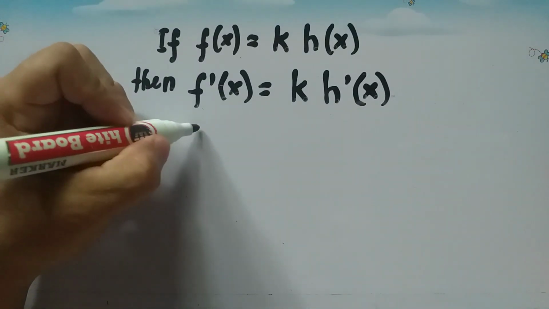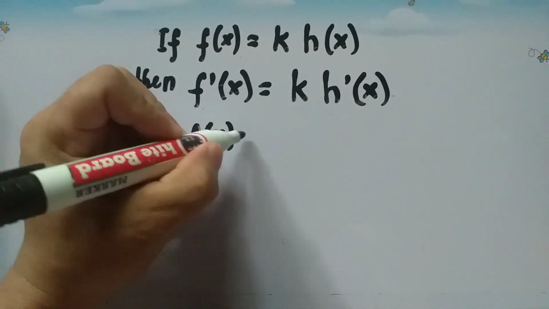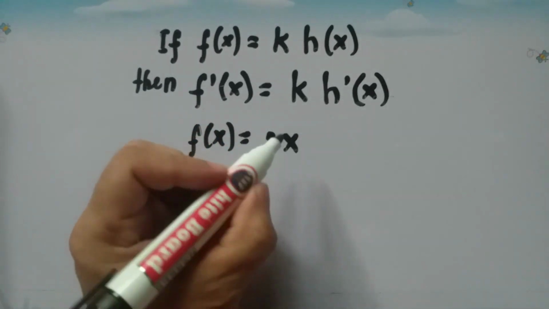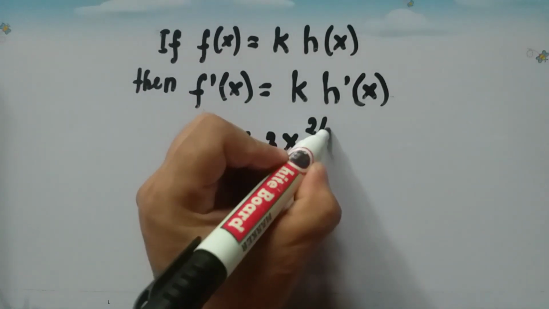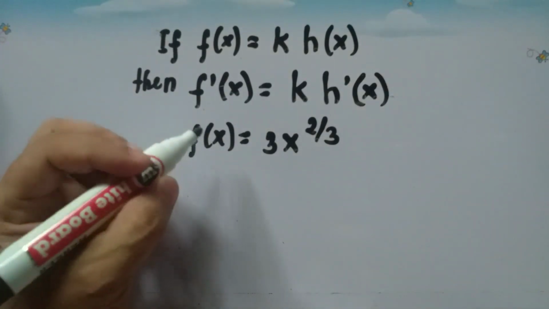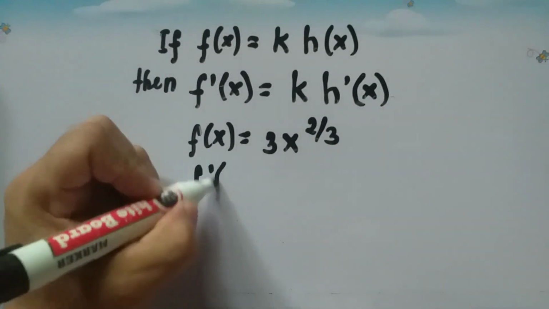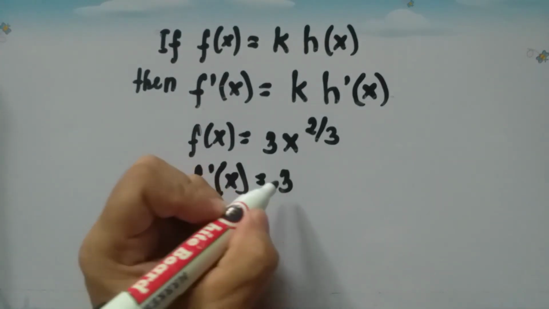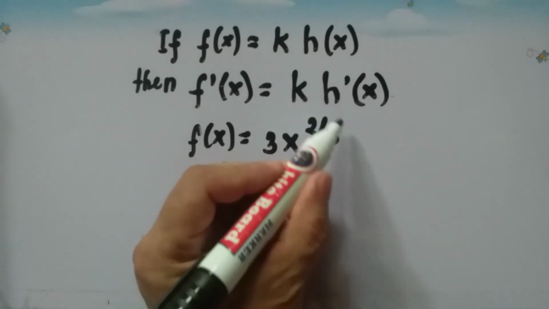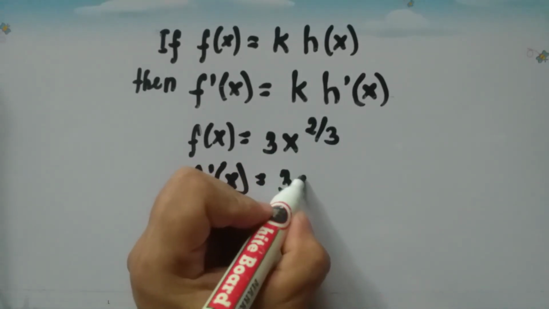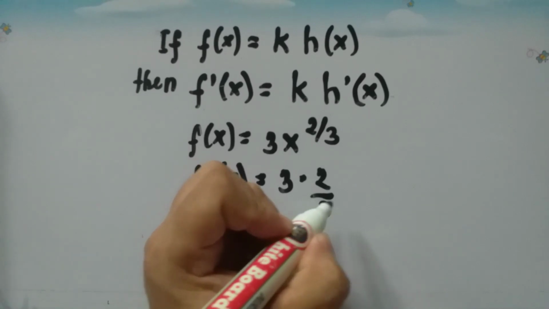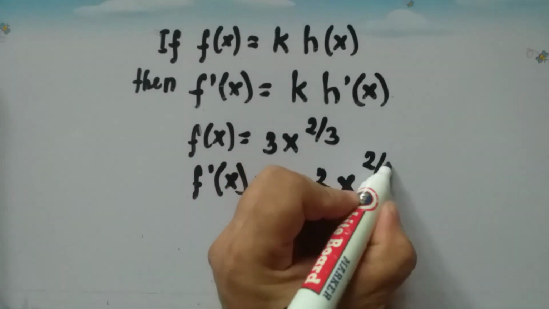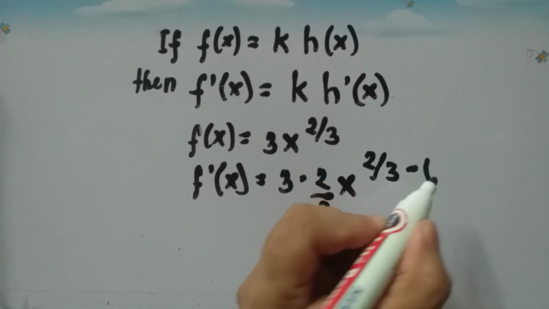Another, if we have f of x is equal to 3 times x raised to the 2 thirds. So the derivative denoted by f prime of x is equal to 3, which is the constant. Then bring down the exponent to the base, times 2 thirds x raised to 2 thirds minus 1.